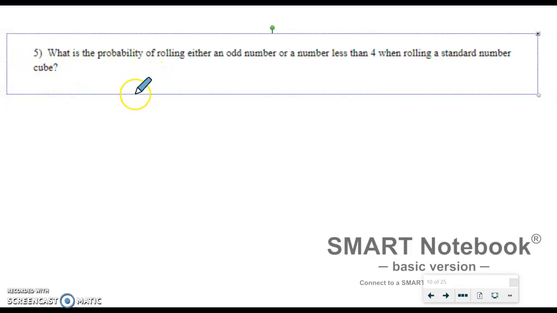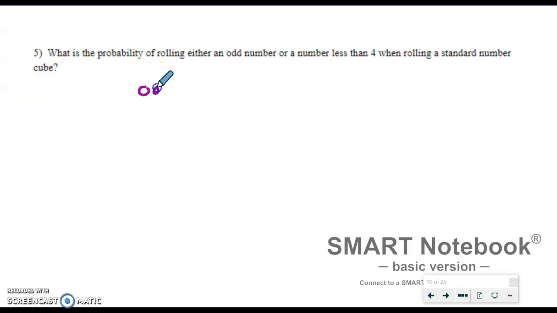Okay, let's look at another situation in which I'm rolling either an odd number or a number less than 4. So let's look at odds. That's going to be a 1, a 3, and a 5. A number less than 4: what numbers are less than 4? 1, 2, and 3.